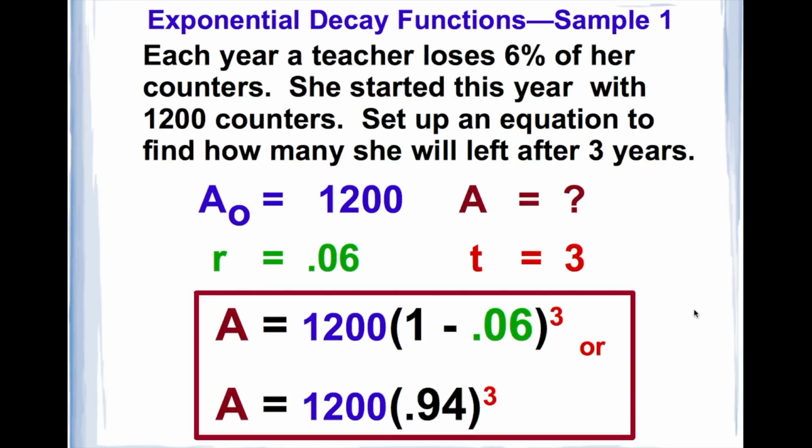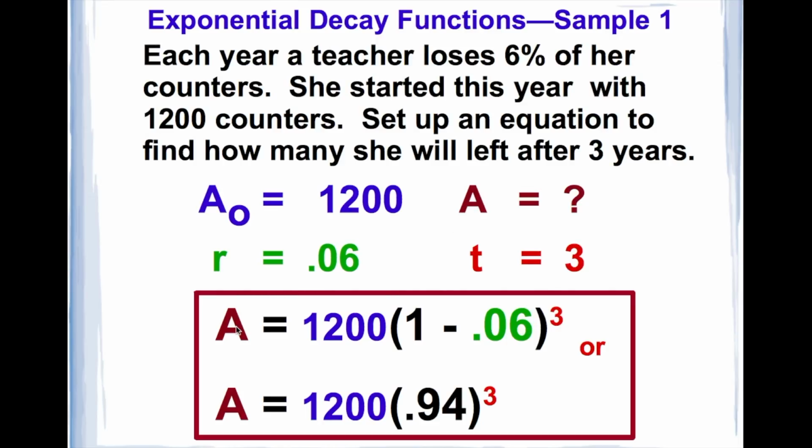Let's look at a couple decay examples. Each year, a teacher loses 6% of her counters. She started this year with 1,200 counters. Set up an equation to find out how many she will have left after 3 years. So again, her beginning amount is 1,200 counters. That goes here in the front of the parentheses on the right side.